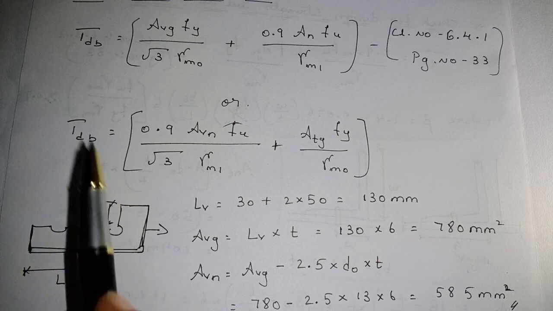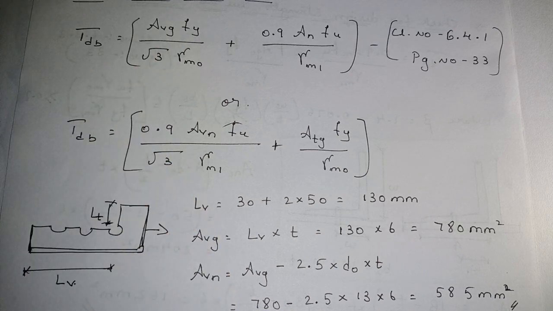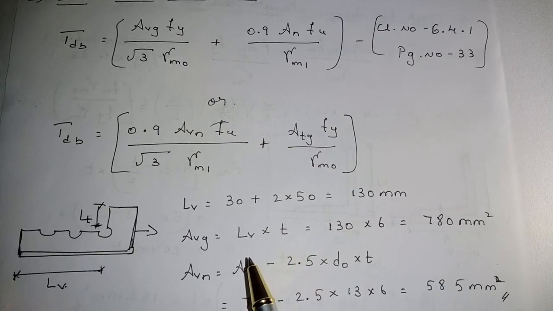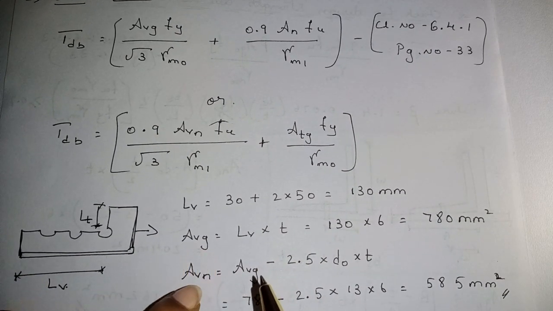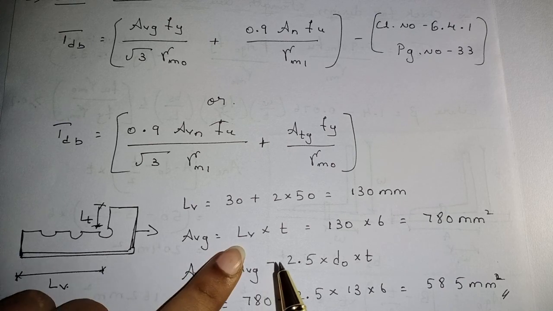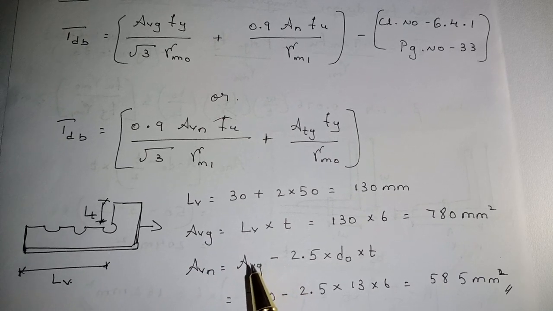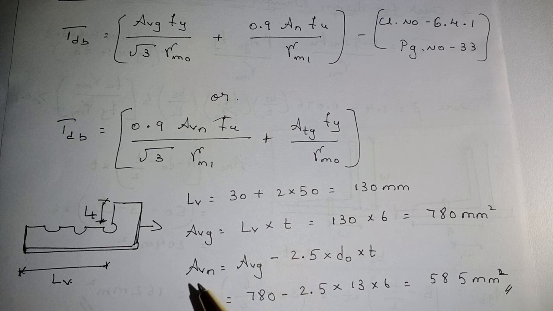Okay, so now first we'll find out what is AVG. To find out AVG, area, this is gross area. G always represents gross, N represents net area. So to find out gross area, LV into T. What is LV? This distance you need to find out. How do you find out?